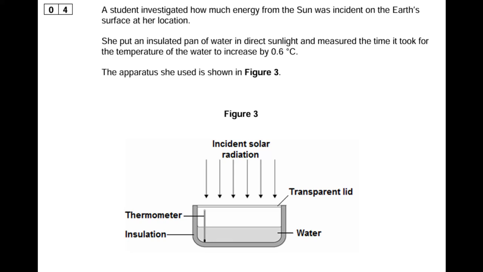The apparatus she used is shown in figure 3, and as you can see, you have a little diagram with solar radiation, sunlight hitting the transparent lid and hitting the water, which is surrounded by insulation to prevent heat getting out, and the radiation would heat up the water, causing the thermometer to increase.